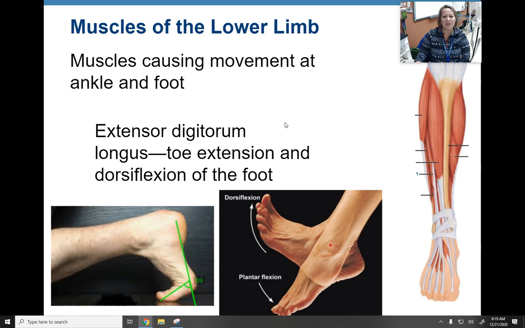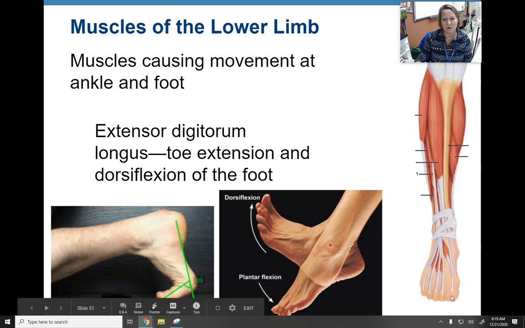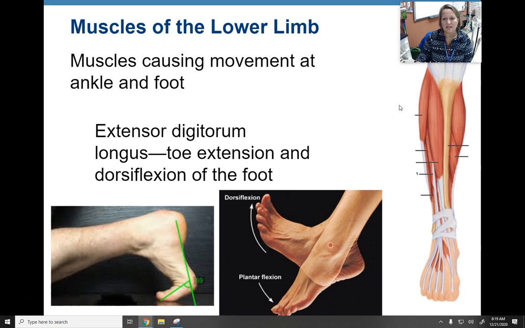The extensor digitorum longus is responsible for dorsiflexion as well, but in addition, it also goes all the way into your big toe. And so this is going to cause you to be able to bend your toe. So extensor digitorum longus is both your dorsiflexion and your toe extension. I just wanted to direct you to the pages in the book in case you wanted to look at that. This is on page 214, and that is it.